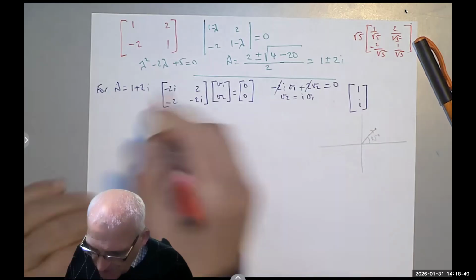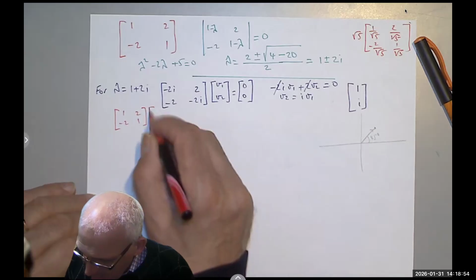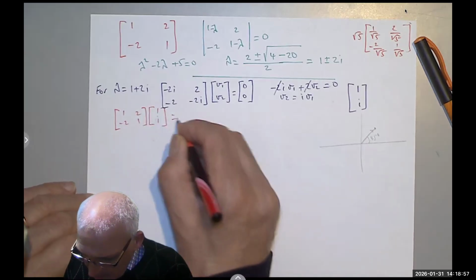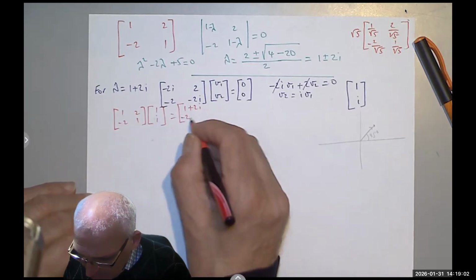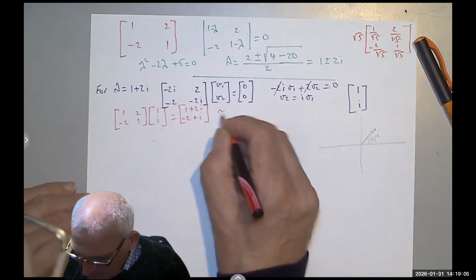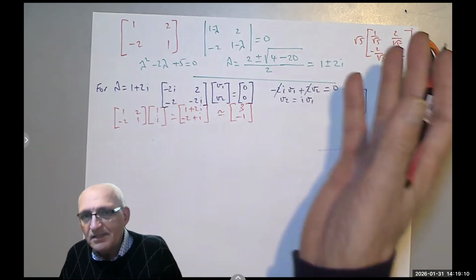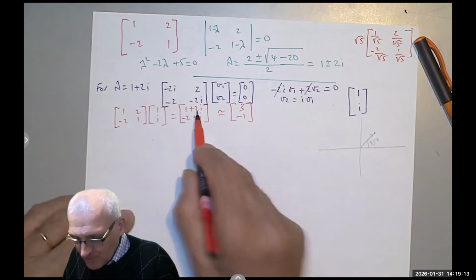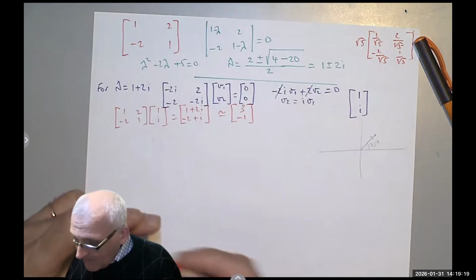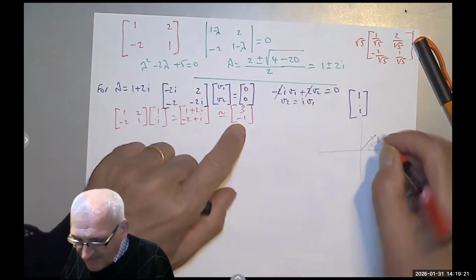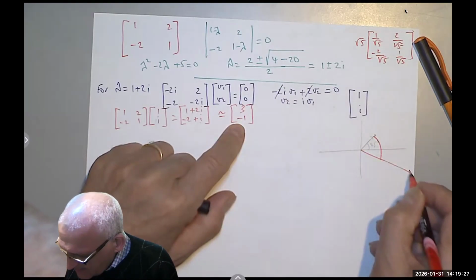Now, if I take my original matrix 1, 2, negative 2, 1, and multiply it by 1, i, I get 1 plus 2i and negative 2 plus i. If you think about it, this is similar to saying 3 and negative 1, if we just say the i is like y. So 1 plus 2 is 3, and negative 2 plus 1 is negative 1. Meaning, now I'm rotating clockwise. And since I have a negative y, I will end up in the fourth quadrant.